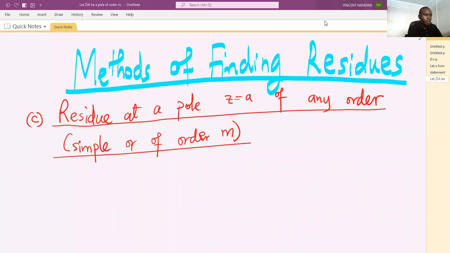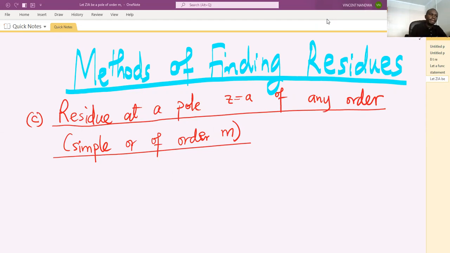Welcome back. In this session, we are going to discuss the last two methods of finding residues of functions of complex variables at a pole z equals a. We start by discussing the method of finding the residue at z equals a, where this pole may be of order 1 or any order, say m.